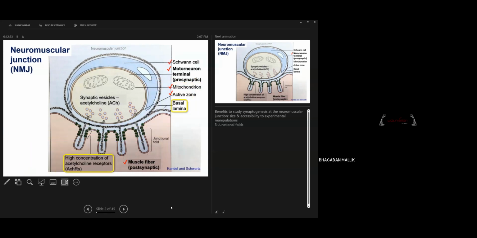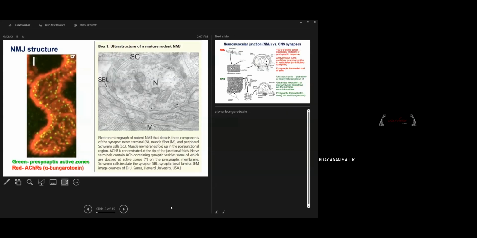Okay, so basal lamina I talk about. So you have the receptor in the postsynapse called the acetylcholine receptor. This is a muscle fiber, and you have the junctional fold. So this is the real image. This is the EM image of the neuromuscular junction, and this is the confocal image, the bright field image. This is the bright field image. This is the EM image.